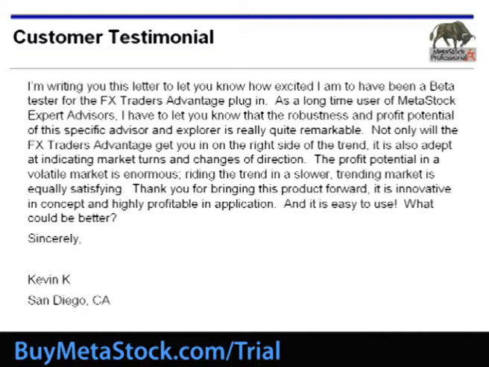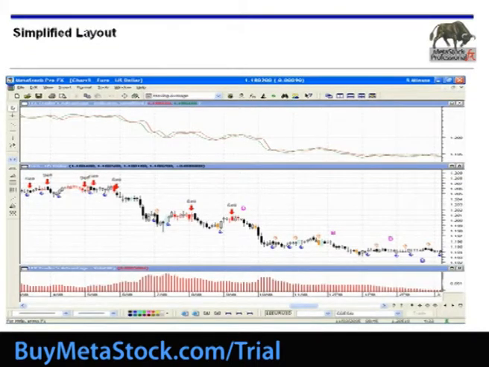Not only will the FX Trader's Advantage get you in on the right side of the trend, it is also adept at indicating market turns and changes of direction. The profit potential in a volatile market is enormous. Riding the trend in a slower trending market is equally satisfying. Thank you for bringing this product forward. It is innovative in concept and highly profitable in application. And it is easy to use. What could be better? We'll share several more of these testimonials throughout the presentation today.